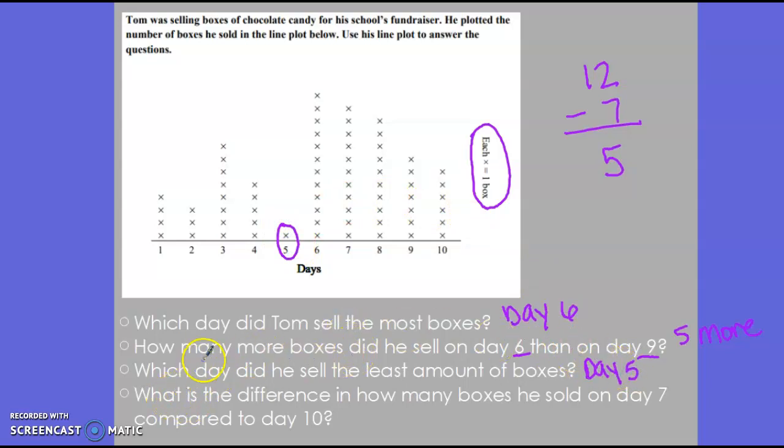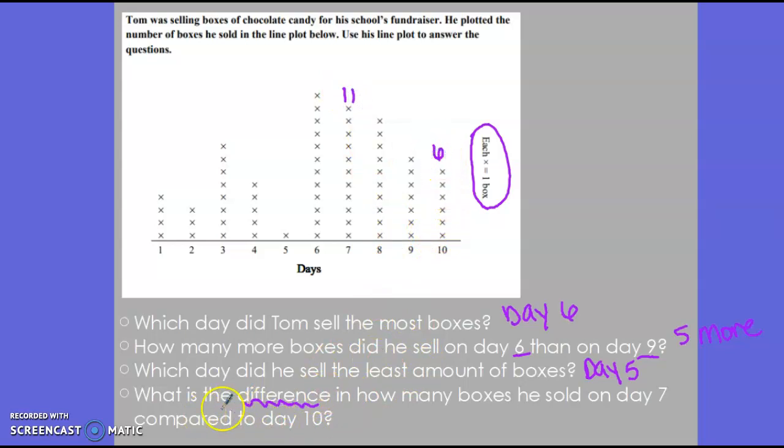Last question. What is the difference? Ooh, that's a good word. The difference in how many boxes he sold on day 7 compared to day 10. So let's look at that. Day 7, he sold 1, 2, 3, 4, 5, 6, 7, 8, 9, 10, 11. And on day 10, he sold 1, 2, 3, 4, 5, 6.